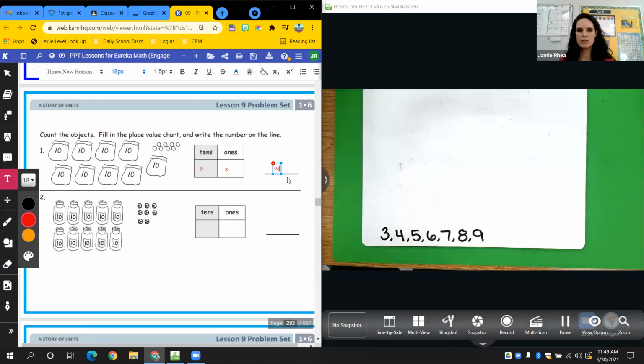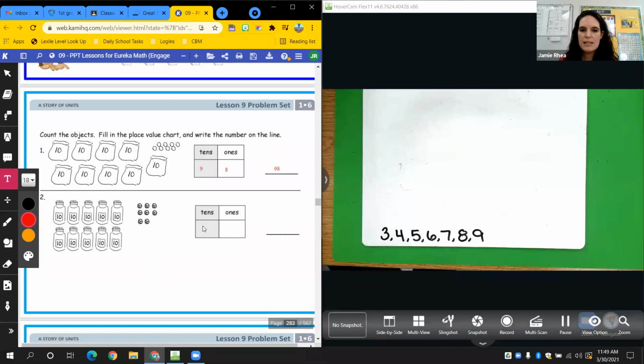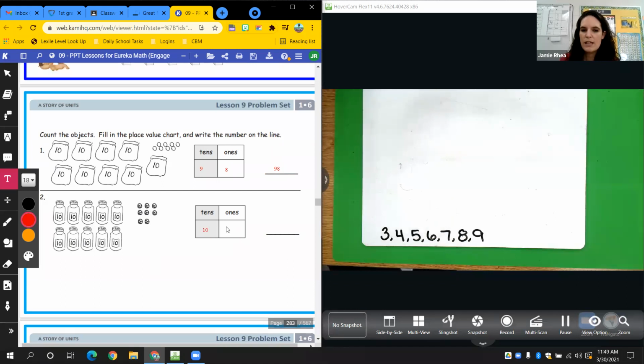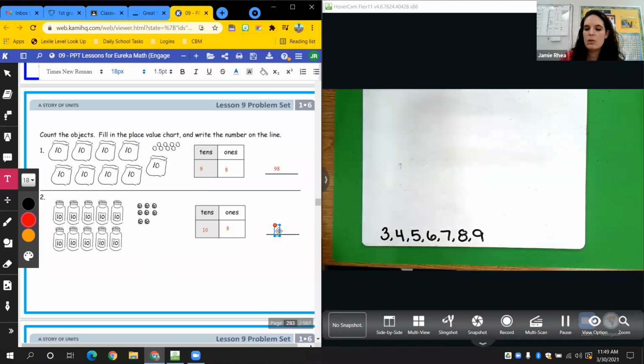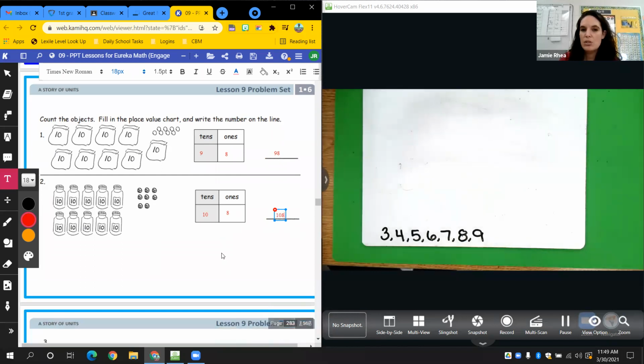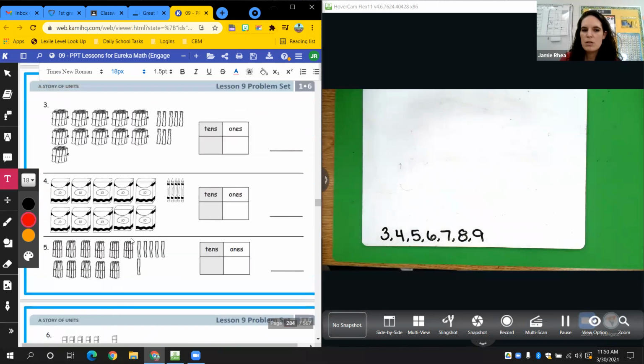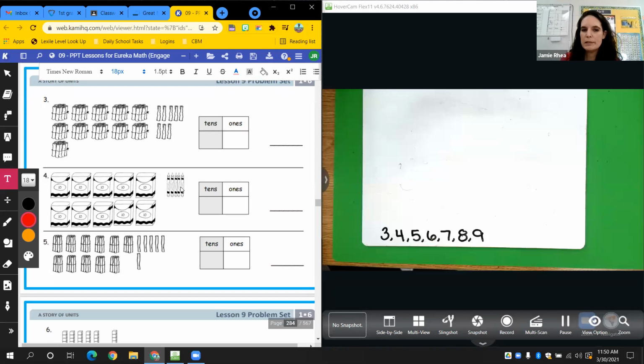All right, let's look at the next one. Count my tens first. 1, 2, 3, 4, 5, 6, 7, 8, 9, 10. Oh, I've got 10 tens. So let's put a 10. Now how many ones do I have? 1, 2, 3, 4, 5, 6, 7, 8. 8 ones. If I have 10 tens and 8 ones, I've got 108. Okay. You're going to do the same thing on 3, 4, 5, 6, and 7. Be careful. If it's in a group bundle like this, that means there's 10. If they're by themselves, that's the ones.